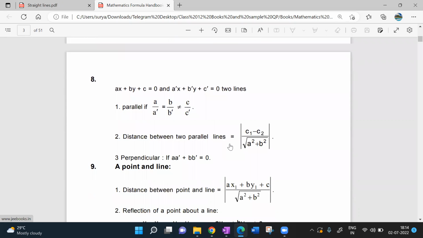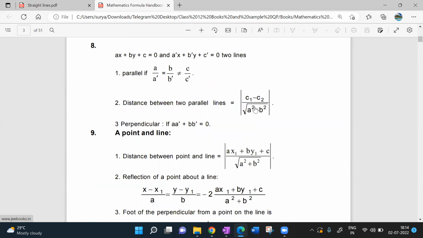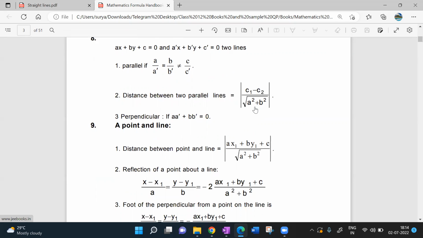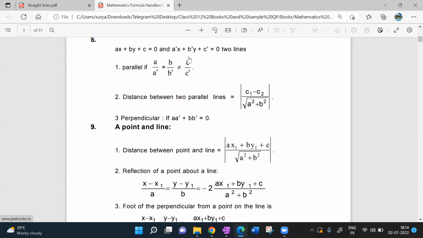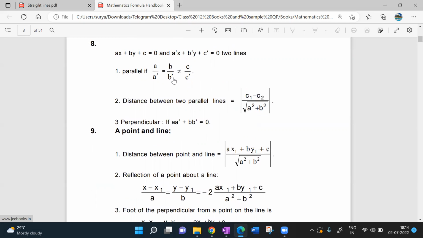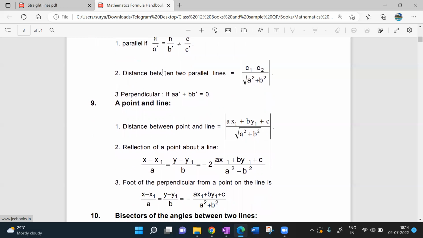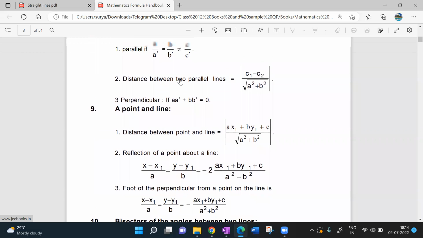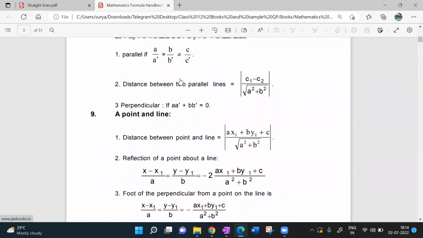So distance between two parallel lines is c1 minus c2 divided by square root of a square plus b square. If they are parallel, look at this, the condition is given: a by a dash is equal to b by b dash is not equal to c by c dash. When they are parallel, you will not be getting any solution, right? So that is the first condition. The third point, if they are perpendicular, then a a dash plus b b dash is equal to 0.